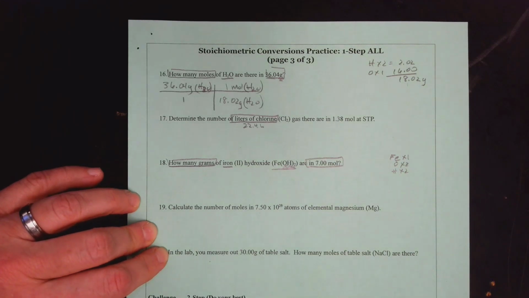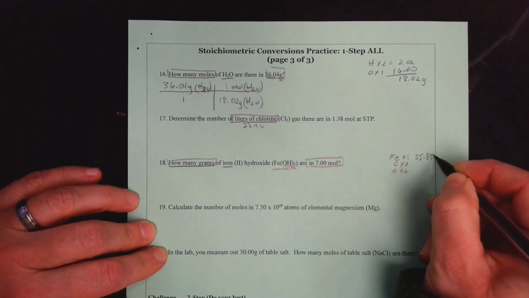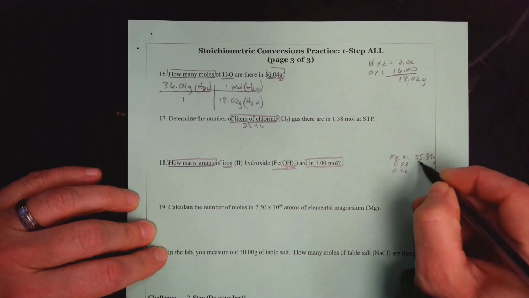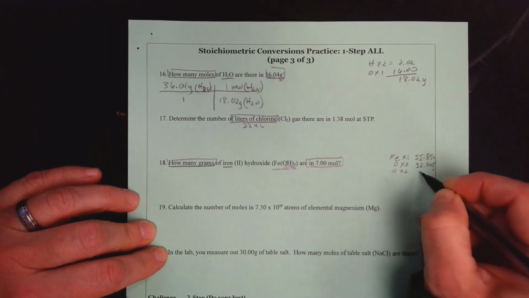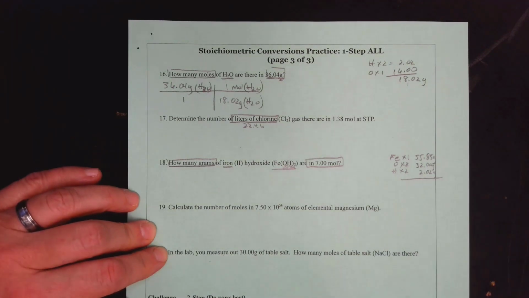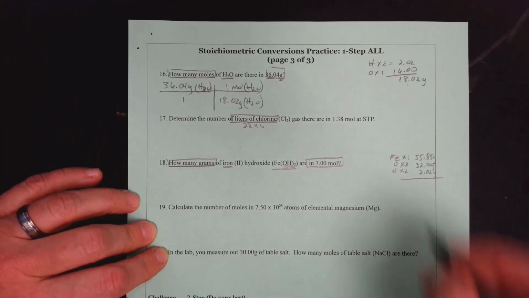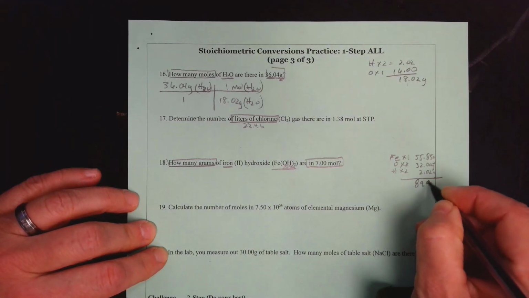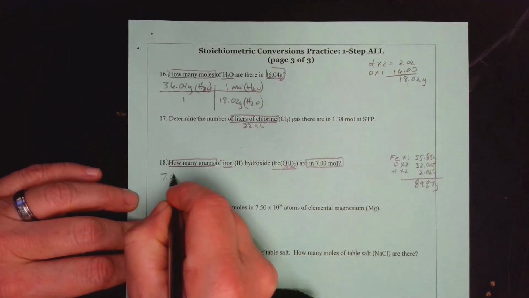So that's what you have to remember on a problem like this. Now, if you want, I'll go ahead and do this problem. So, 1 iron is 55.85 grams. 2 oxygens, that's going to be 32.00 grams, and 2 hydrogens, that's going to be 2.02 grams, for a total of 89.87 grams. 89.87 grams, and then it's just a matter of setting up your problem.